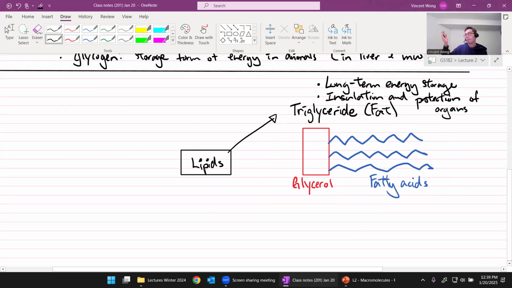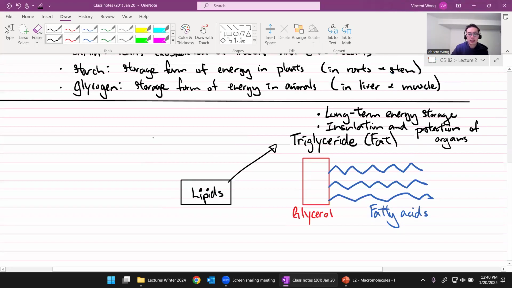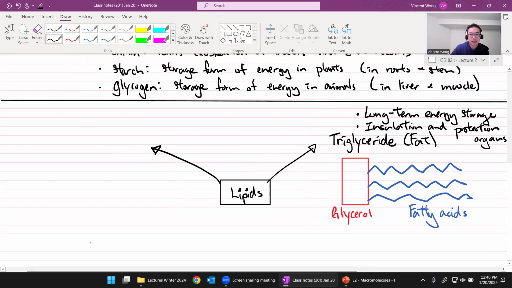Like today, it feels like minus 27, the forecast says. And you want to keep your internal organs warm, right? A little bit of fat is going to help you do that quite well. It's going to protect your organs. If you fall, the fat acts as a little bit of a bubble wrap. It cushions the organ, so it's not going to damage them. Right, so that's triglyceride, okay?